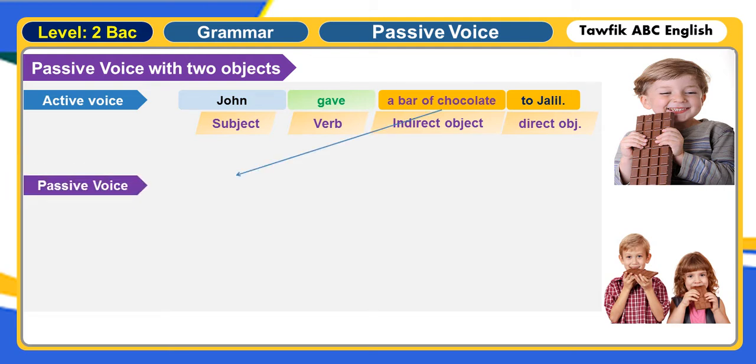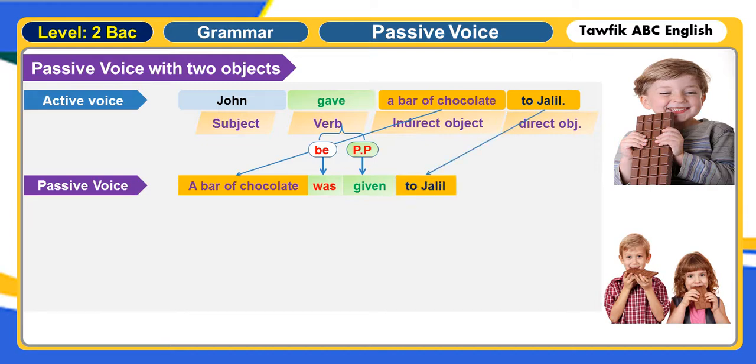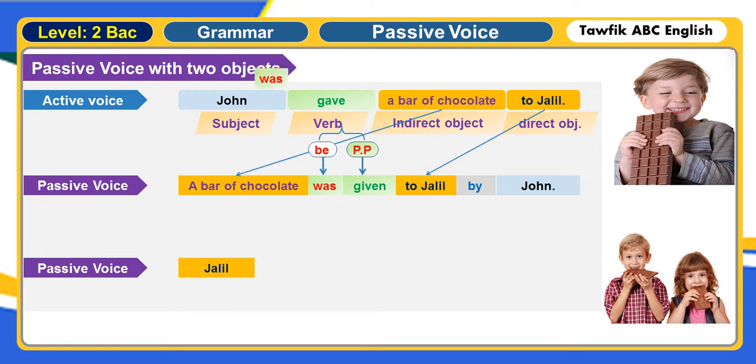So passive, we start with the indirect object and we say a bar of chocolate. الverb فاش مصرف في simple past، donc غادي نحولها الverb to be was والpast participle غتكون given. A bar of chocolate was given to whom? To Jalil. By whom? By John. Okay. أولا غنبداو بجليل. Jalil was given what? A bar of chocolate. By whom? By John. Is that clear? دوكا نعقلو على الجملة هذه.